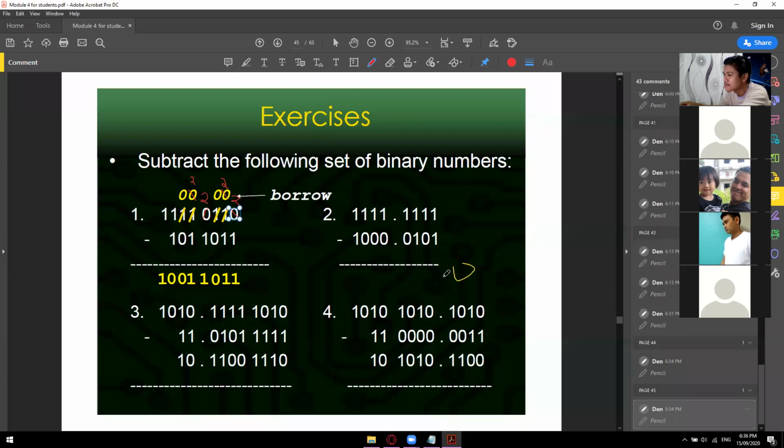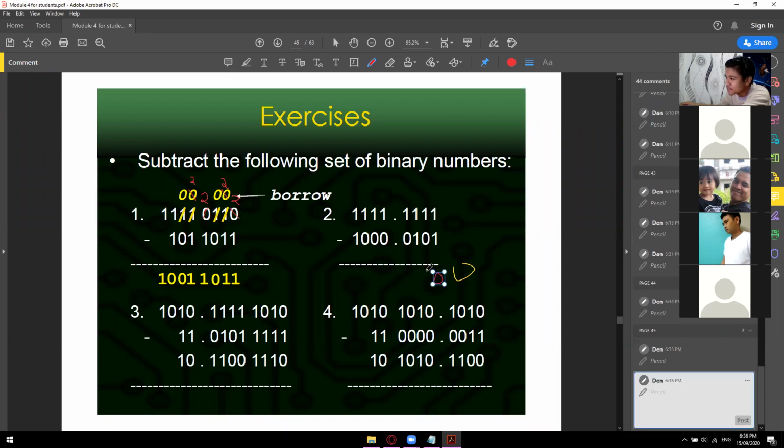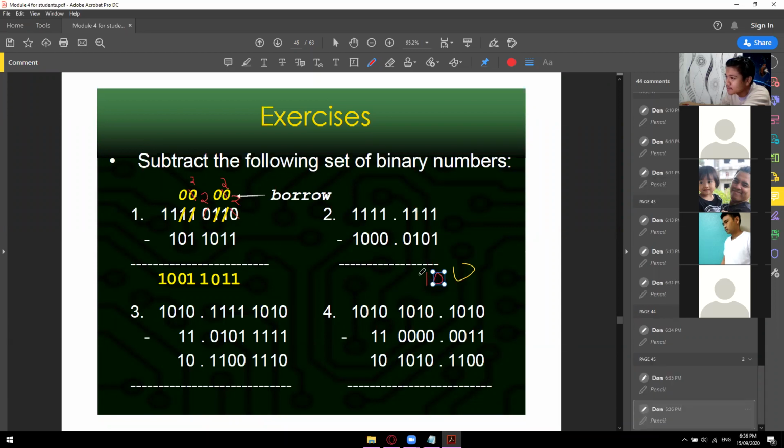Ang hirap, sir. Ano bang gamit mo? Phone lang, sir. Smartphone lang. Okay. So, ikaw na lang sumagot. So, 1 minus 1, ilan? Ako na lang magsusulat. 0, sir. 1 minus 0? 1. 1 minus 1? 0.